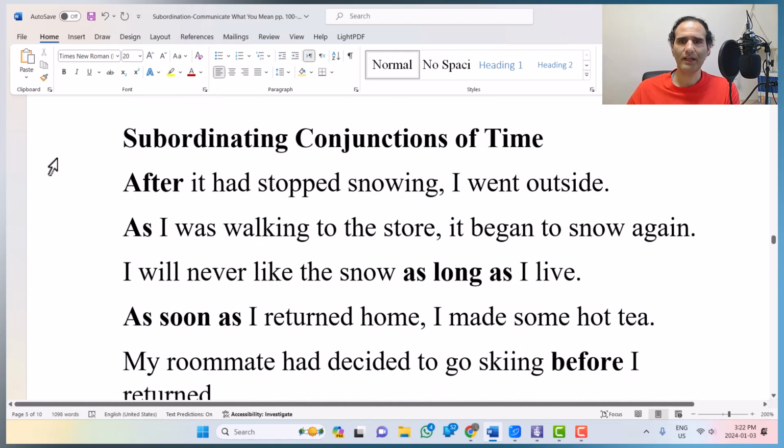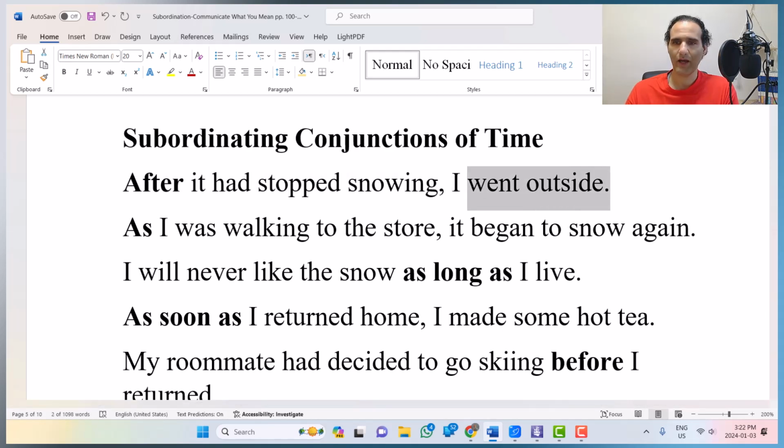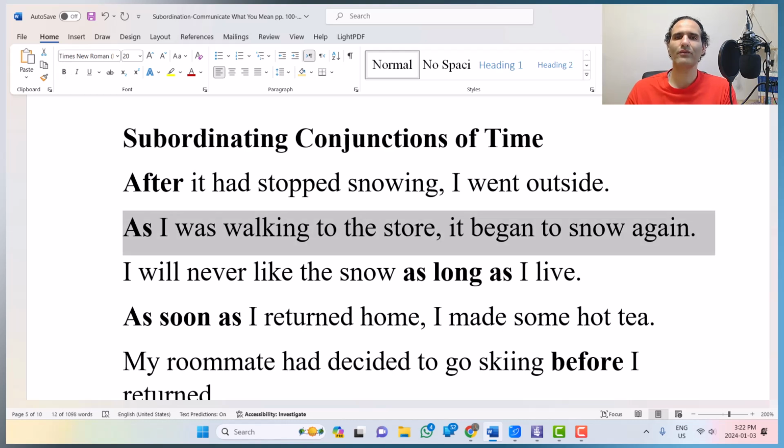Now, subordinating conjunctions of time, our focus for today. So some examples here, they could be useful for you. After it had stopped snowing, I went outside. I went outside, independent clause. After it had stopped snowing, dependent clause. Dependent clause of time. As I was walking to the store, dependent, it began to snow again, independent. And the two together have formed a subordinated clause.